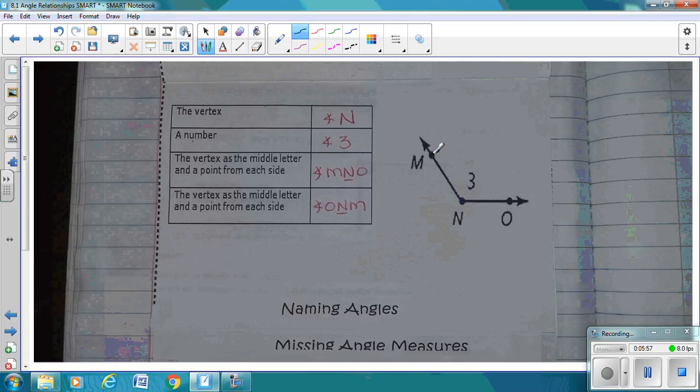So again, most of the time you're going to go in alphabetical order, but remember, you always want to make that angle, that point where those two rays go from the starting point, your middle letter. So we want to keep N in the middle. So we have M, N, O, angle MNO. And then if we go in the reverse order, we have angle ONM. Always with that angle N in the middle.